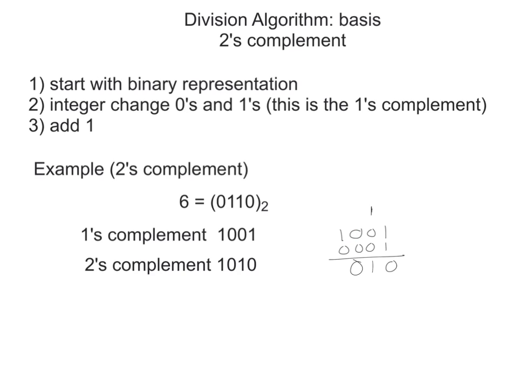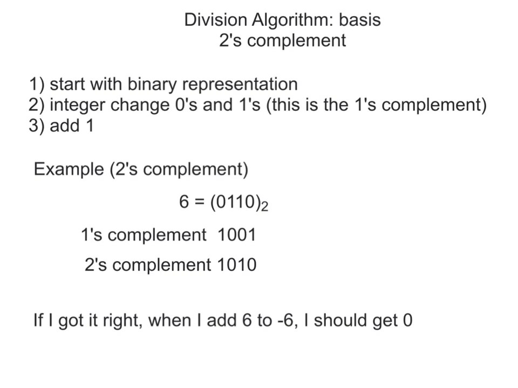That'll give us 0. And last, we add the 1 to the 0. That'll get us 1. So that's our 2's complement. And if I did this correctly, when I add our 2's complement, our negative 6, to our 6, I should get 0. So let me do that on the side here.